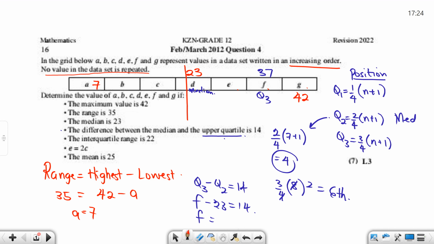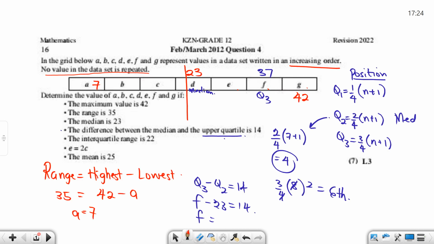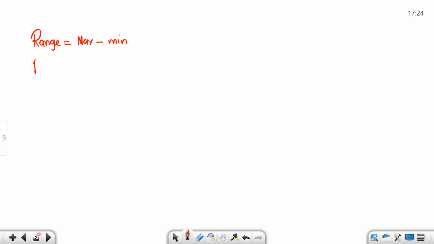The interquartile range is... I think I should make a note of all of these things properly. Can we go back? I want us to have a page of everything we've said. Range is what? Maximum minus minimum. We all got that, right? What else did we talk about? Then we spoke about the position. Position of my quartiles.